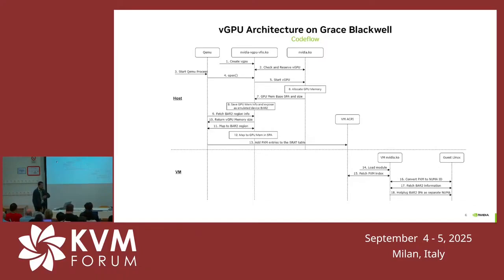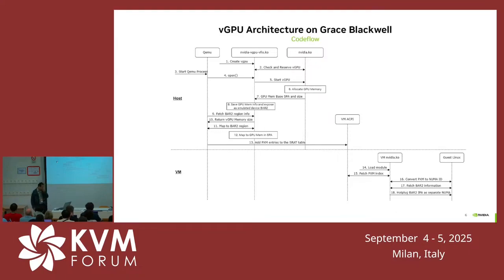So when it tries to request what the region information is, the vGPU memory size is returned to it, right? And then it would try to do the mapping to the BAR2, right? And that request would come into the NVIDIA vGPU VFIO, which would essentially map that to the SPA of the GPU memory. So within the VM, it would be visible as BAR2, but actually on the host, it would be mapped to the GPU SPA.